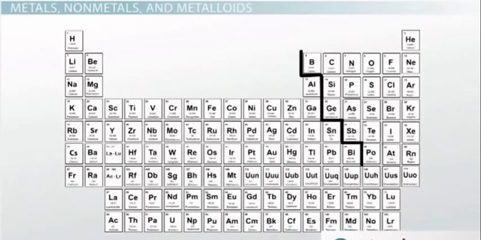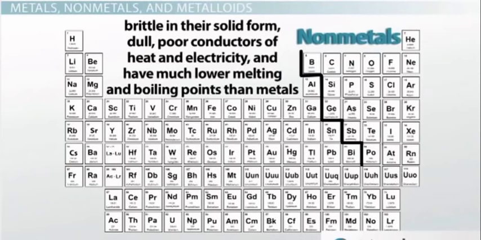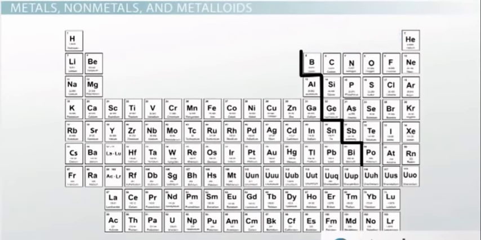Elements to the right of the line are called nonmetals. Nonmetals are brittle in their solid form, dull, poor conductors of heat and electricity, and have much lower melting and boiling points than metals, which is why many of them are gases at room temperature. Some elements have properties of metals and nonmetals. These elements are called metalloids, and they're found on the staircase line.